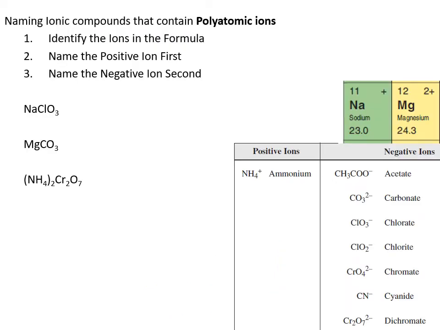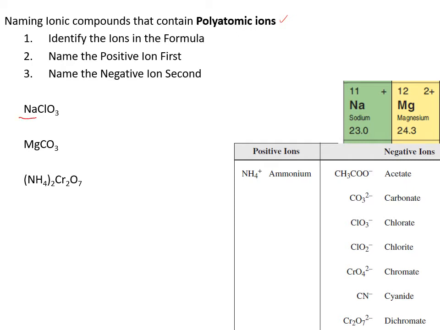So how do we name things that are polyatomic? I have a couple of steps right here for naming ionic compounds that contain polyatomic ions. Identify the ions in the formula is the first step. Name the positive first, and then name the negative second.